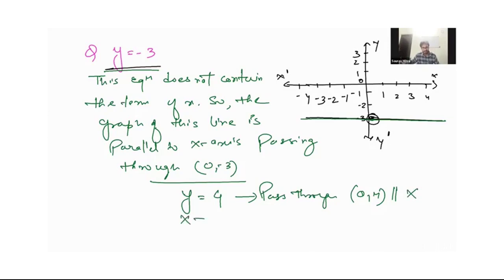If you have x equals 4, it will pass through from where? It will pass through 4 comma 0. If it is passing through 4 comma 0, then it will be parallel to the y-axis. Just this thing you have to remember.